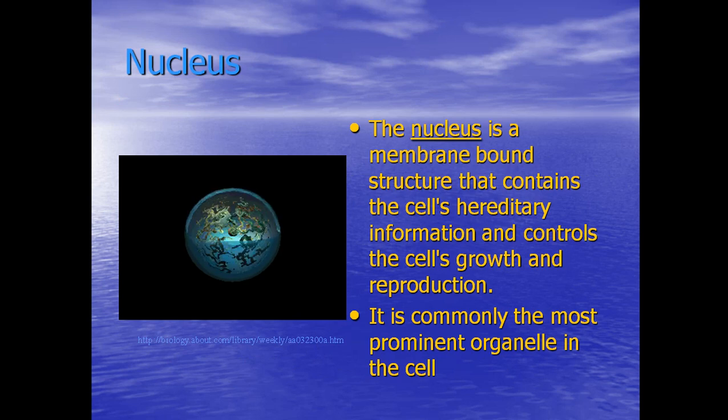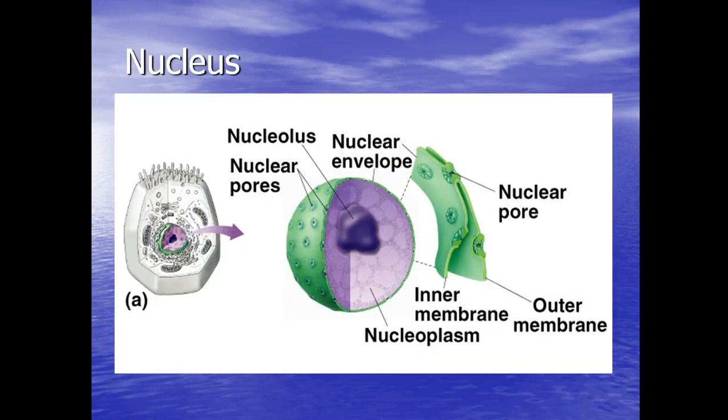The nucleus is a membrane bound structure which contains the cell's hereditary information because it contains the genes or DNA. And having this hereditary information and DNA, it controls the cell's growth and reproduction also. Probably it's not wrong if you call it the most prominent organelle of the cell. The nucleus is the most prominent organelle of the cell.